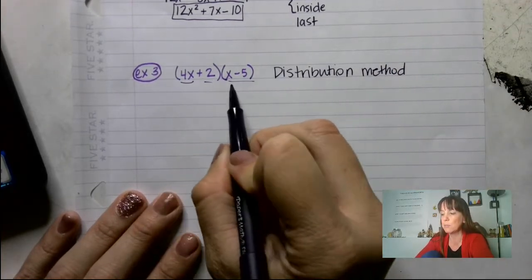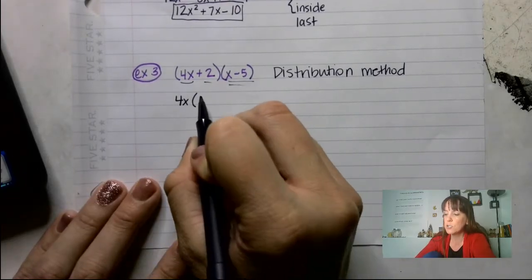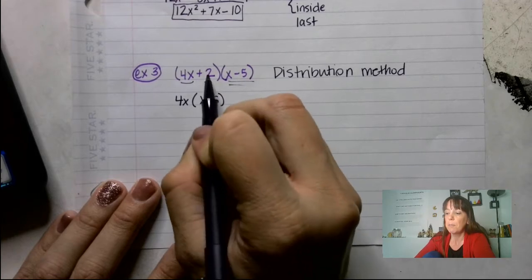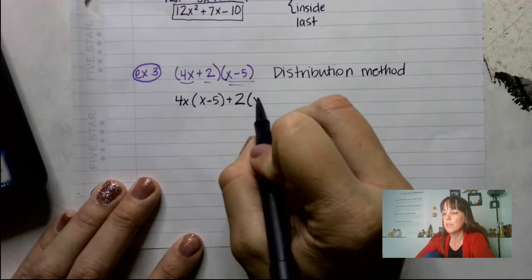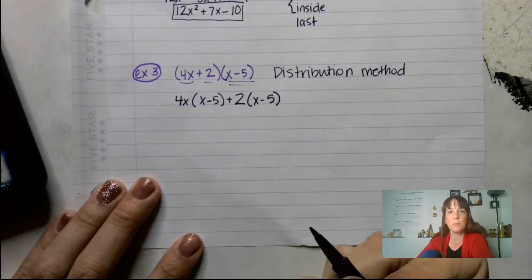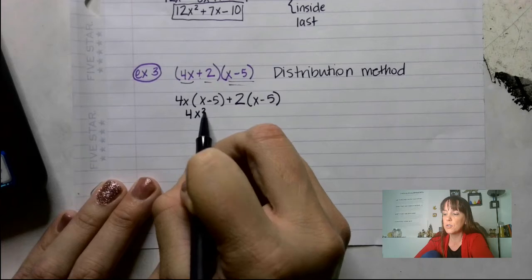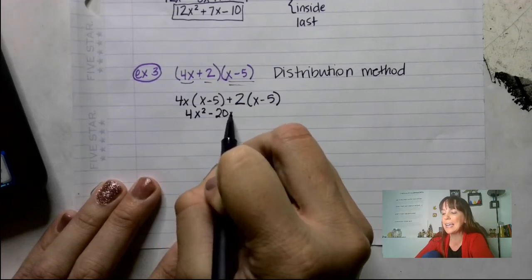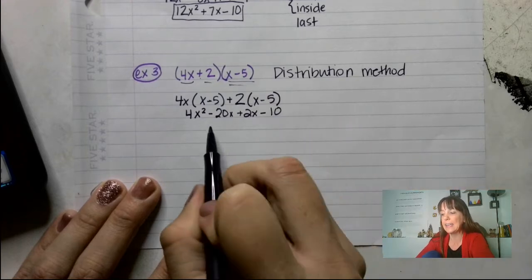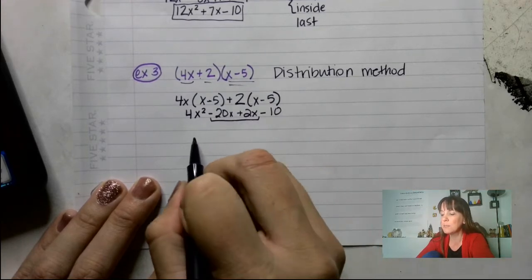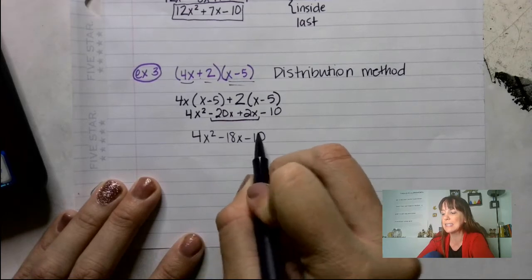So it's 4x times all of x minus 5, plus 2, because it's a positive 2, times all of x minus 5. And now we distribute. This times this gives me 4x squared minus 20x plus 2x minus 10. And again, we can combine some like terms here. So we get 4x squared minus 18x minus 10.